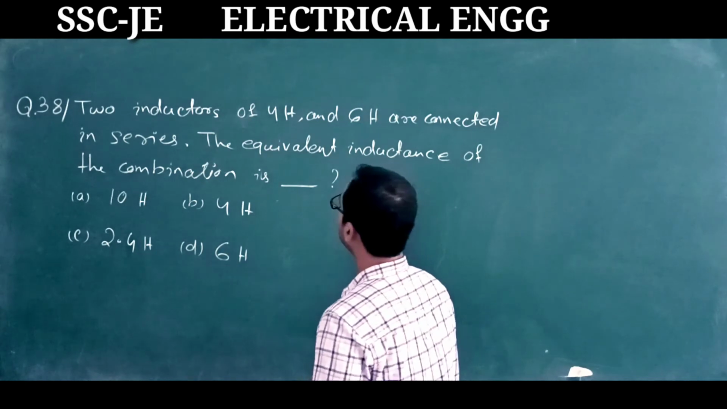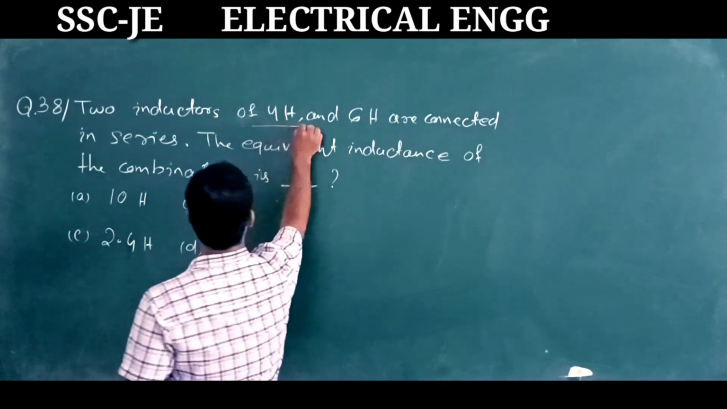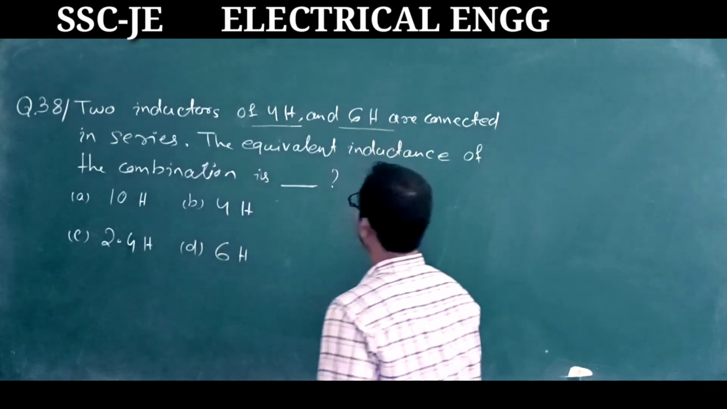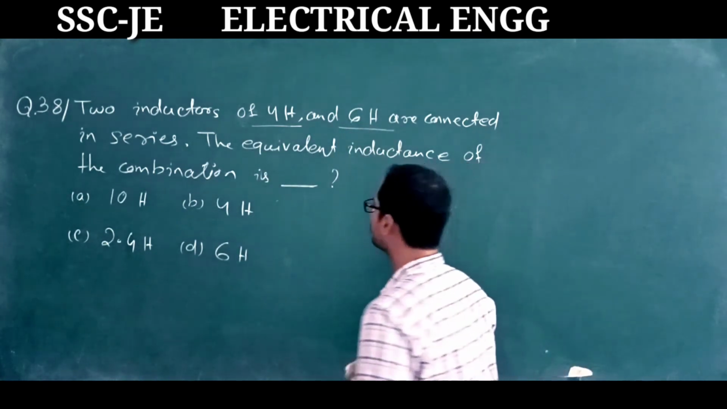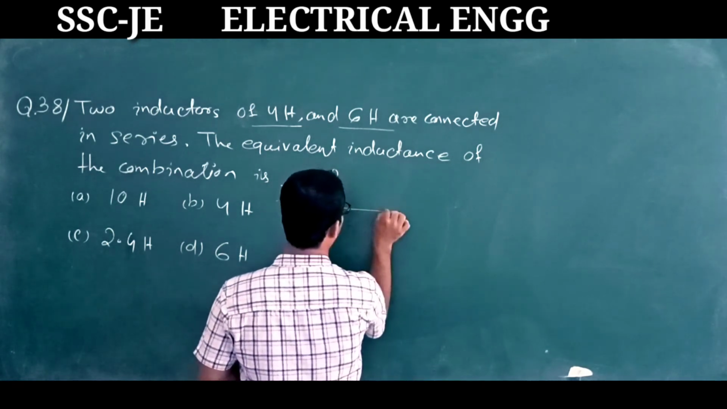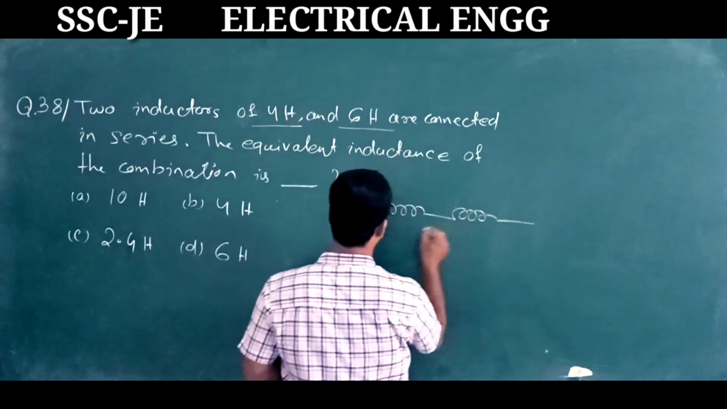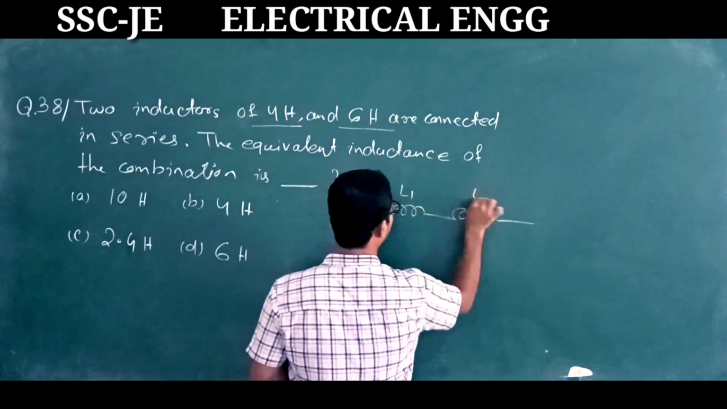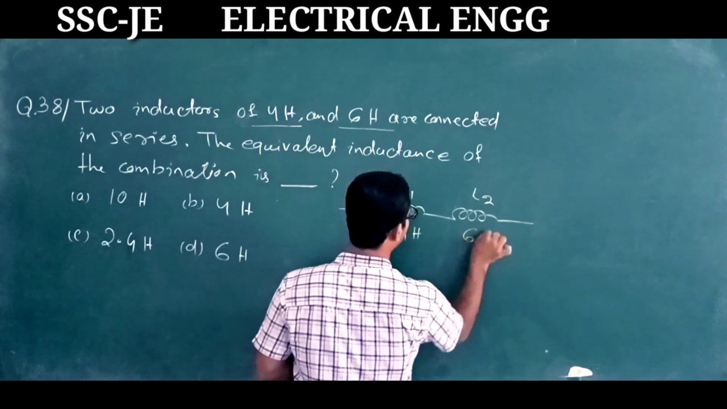It is two inductors of 4 Henry and 6 Henry connected in series. Then the equivalent inductance. This is a simple question. So I am drawing the inductor, how it is connected in series. So this is the inductor L1, inductor L2. If it is 4 Henry and this is your 6 Henry.